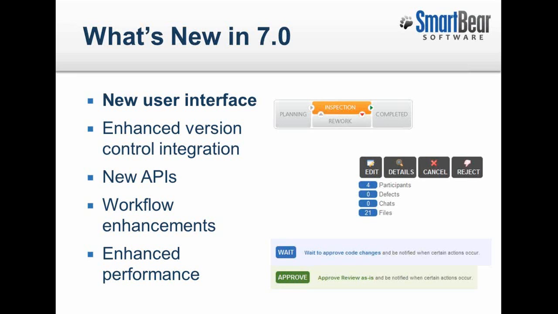So fewer clicks, clearer information about what to do next. You'll see, for example, the workflow diagram at the top, the wait and approve buttons at the bottom. Those are just 2 examples of areas where we looked at where we could help reviewers make decisions more easily. And we've done that all over the application, also minimizing and being more efficient about how we use screen real estate.